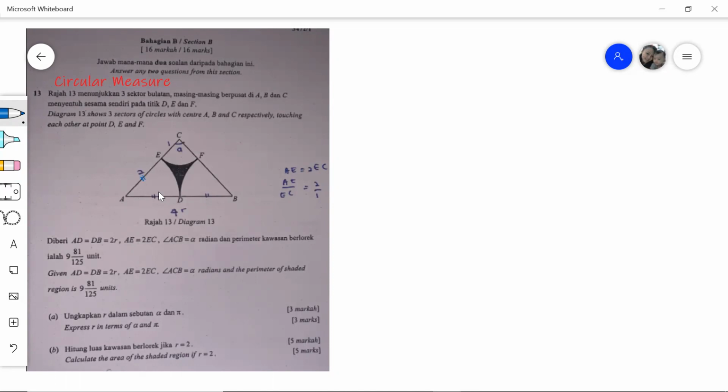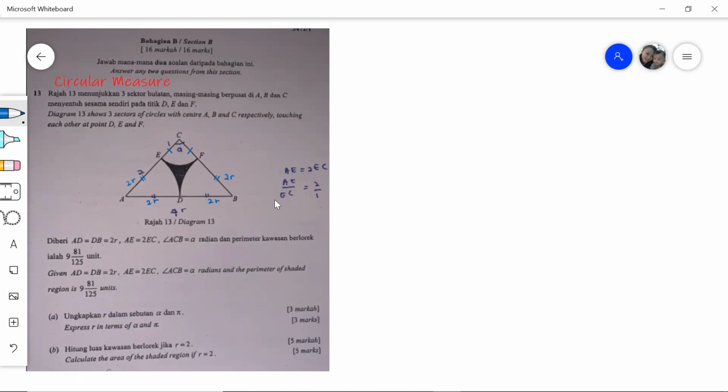AE and AD are radii, so they are equal in length. And for the sector CEF, we have CE equal to CF. Given that AD equals DB equals 2R, let's just put 2R, 2R. This is also 2R and 2R. And AE equals 2EC.